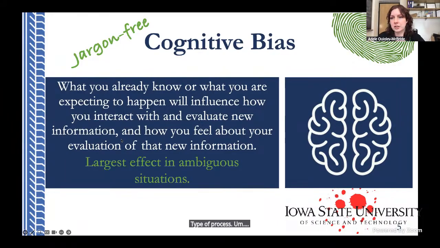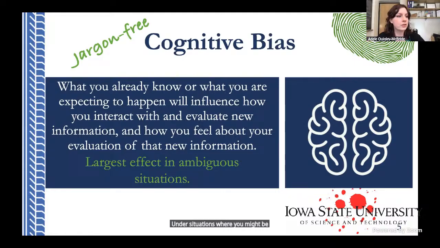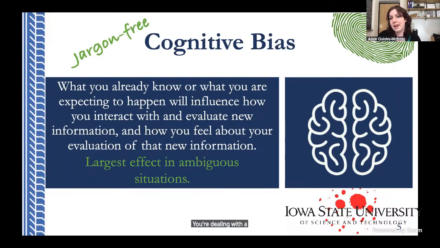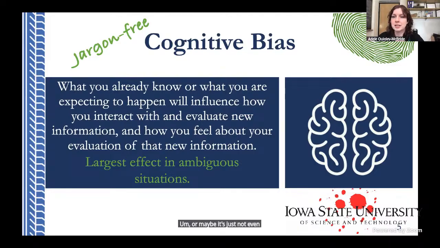The other thing to note is that cognitive bias really has the largest effect in situations where you might be uncertain. So where you are dealing with some kind of ambiguous situation, where you don't have enough information to really make a truly informed decision, or maybe it's just not even clear that there is one answer to something. Those are the situations where this kind of process will have the largest effect.